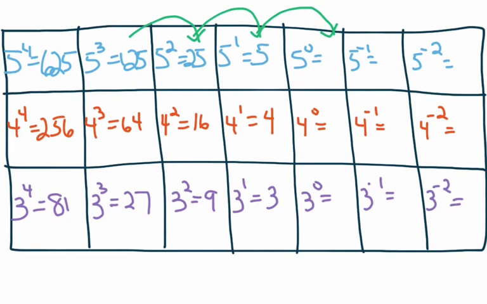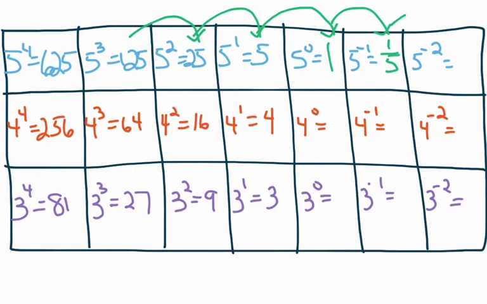So when we take 5 divided by 5, we do not get 0. When we take 5 and divide it by 5, we get a value of 1. So 5 to the 0 power is going to equal 1. All right? Well, we're going to keep flowing with that pattern. 1 divided by 5 is going to give us 1/5.